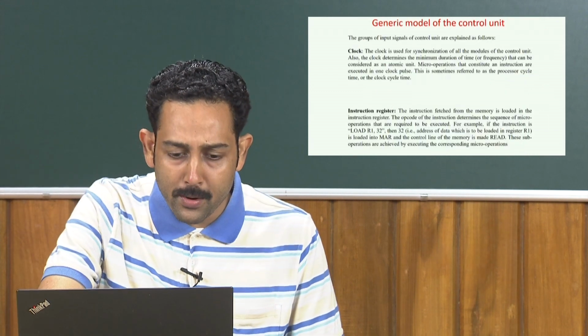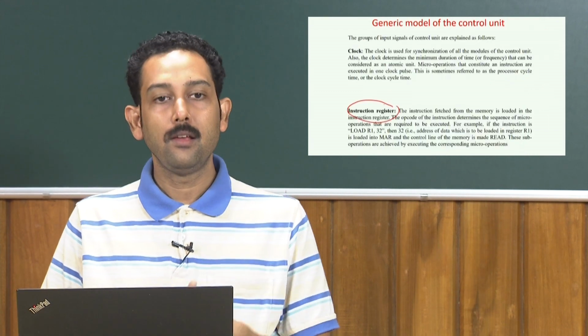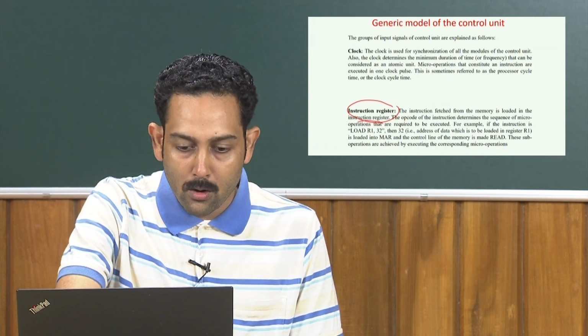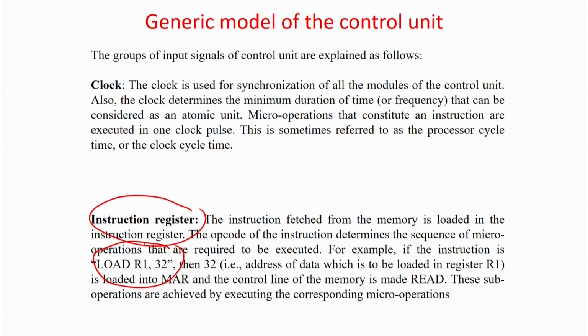As I told you, the instruction register is the heart of the control unit. It tells exactly what to do. For example, it is saying load R1 32. That means, whatever is present in the location 32 has to be loaded in R1.